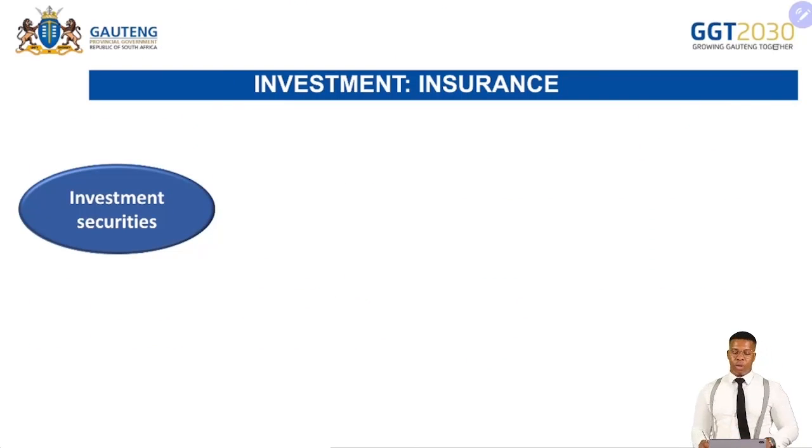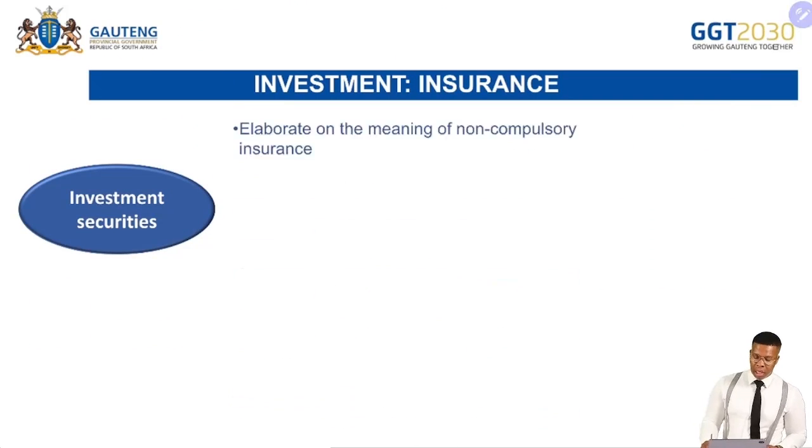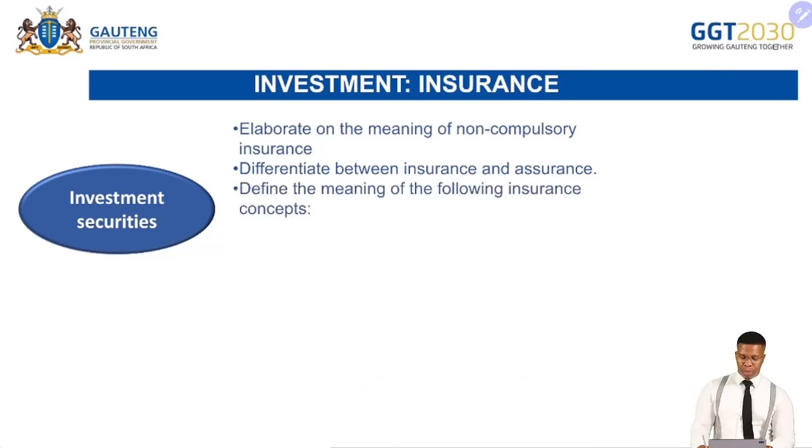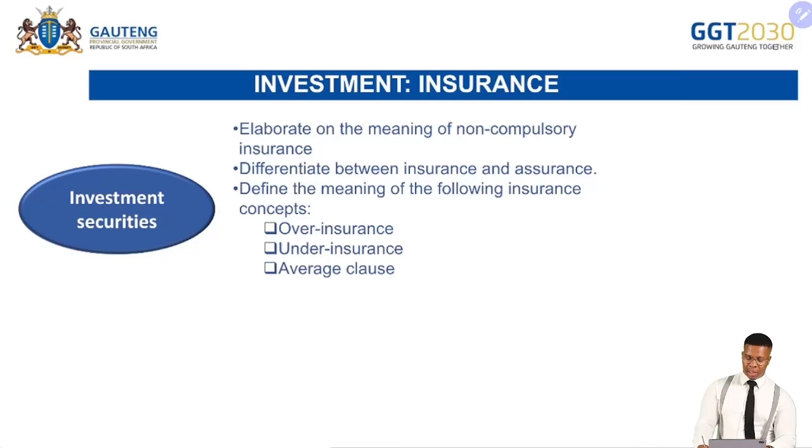Then now we look into investment insurance. Now elaborate on the term non-compulsory insurance. You should know the meaning, and then you should know the difference between insurance and assurance. You should also be in a position to define the meaning of the following insurance concepts, which is your over-insurance, your under-insurance together with average loss and reinstatement, then excess.